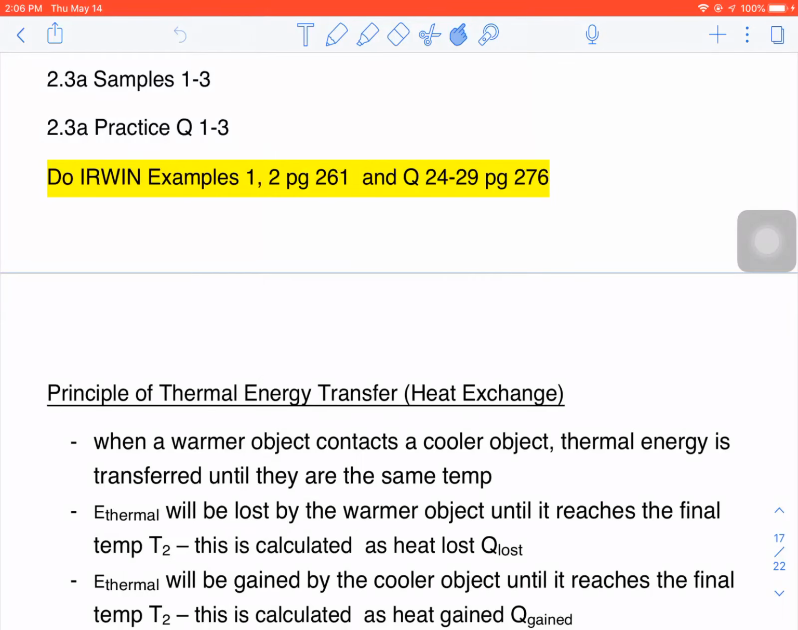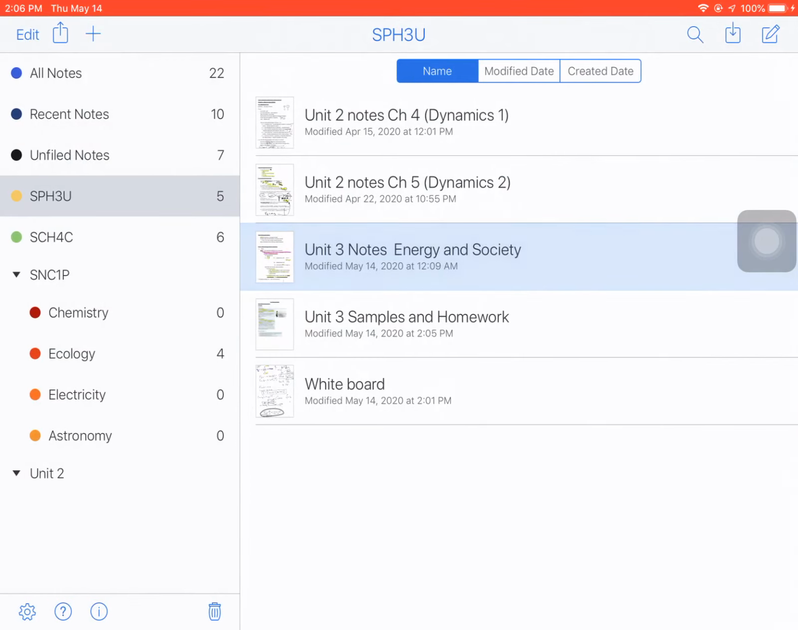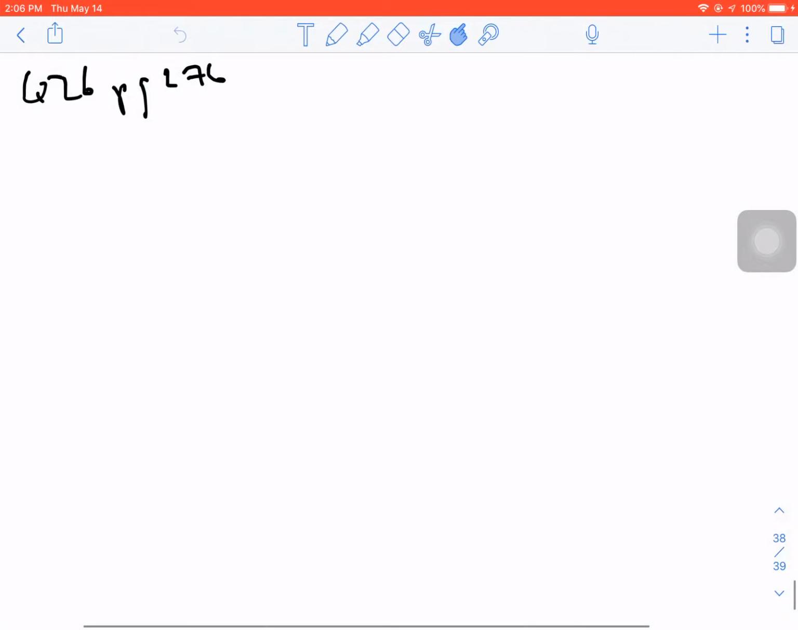Hey everybody, I want to take up one of the questions from yesterday's note for 2.3a, and then I'm going to move on with our note for 2.3b. I've picked one of the questions from our textbook, question 26 on page 276, which is slightly different than the others, so it might be a good place to start. It says, what is the initial temperature of a 1.5 kilogram piece of copper that gains some energy and reaches a final temperature of 150 degrees C?